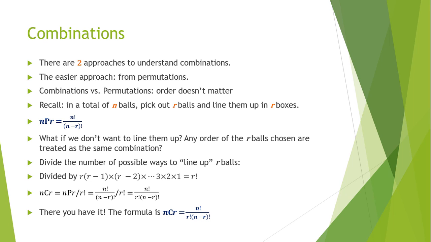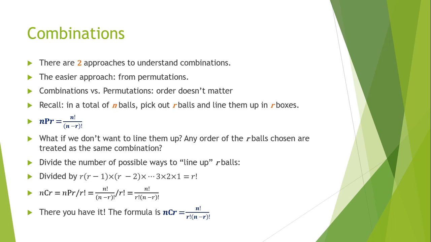So what if we don't want to line them up? Any order of r balls chosen are treated as the same combination. So in this case, we'll divide by the number of possible ways to line up r balls, then we will have our number of combinations. So if we line up r balls in r boxes, well, according to our previous formula, that'll be r times r minus 1 times r minus 2 all the way to 1. So this is really r factorial.